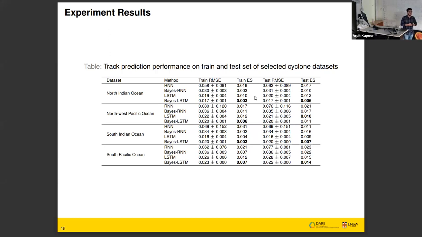Training time, what was the training time for RNN versus Bayes RNN? Sorry, I am not sure. We haven't documented that. Probably that's one major reason. But definitely training 100 RNNs is much slower than training a variational RNN, which is what we found in our experimentation. However, I do not have those documented here.